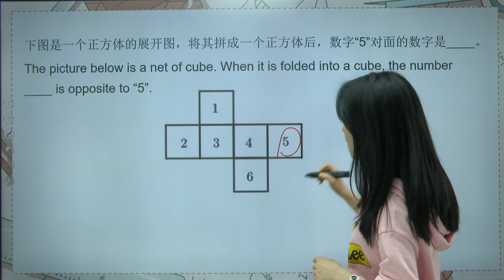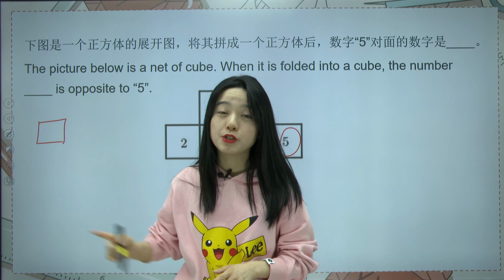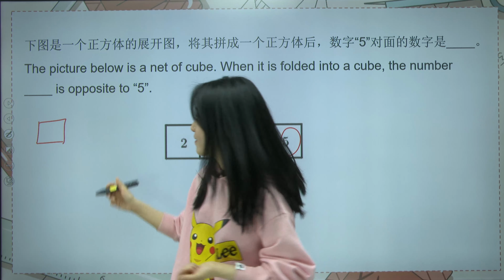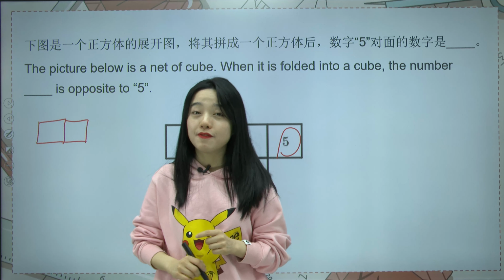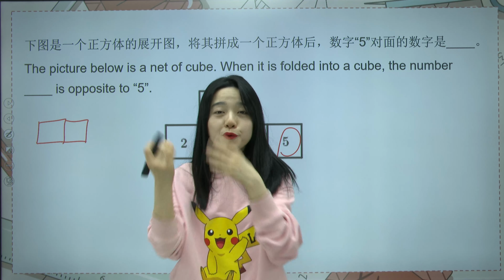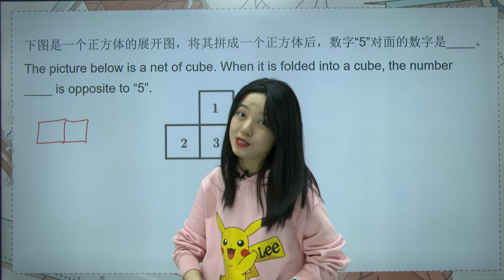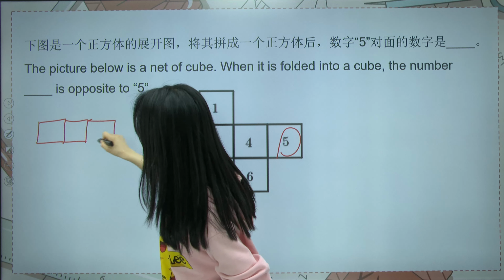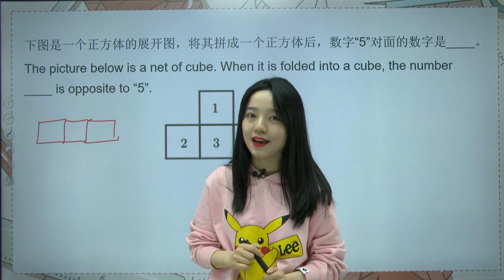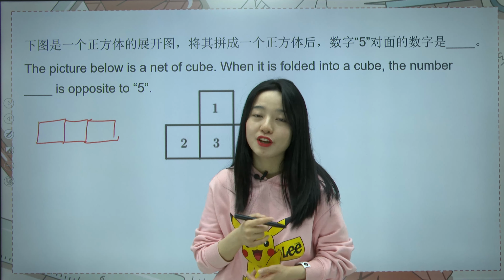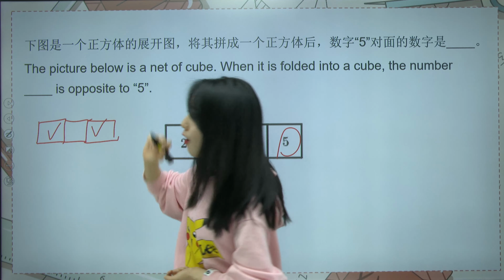Let's see. If there is only one square, can we find an opposite face to it? No, only one face. And if there are 2 faces, can we find opposite faces to each? Still no, they are next to each other. No matter how you fold it, you cannot find an opposite face. But when there are 3 squares put in a row, can you find opposite faces now? If you find them, mark them with the same shape. Perfect! The side squares, they are opposite.